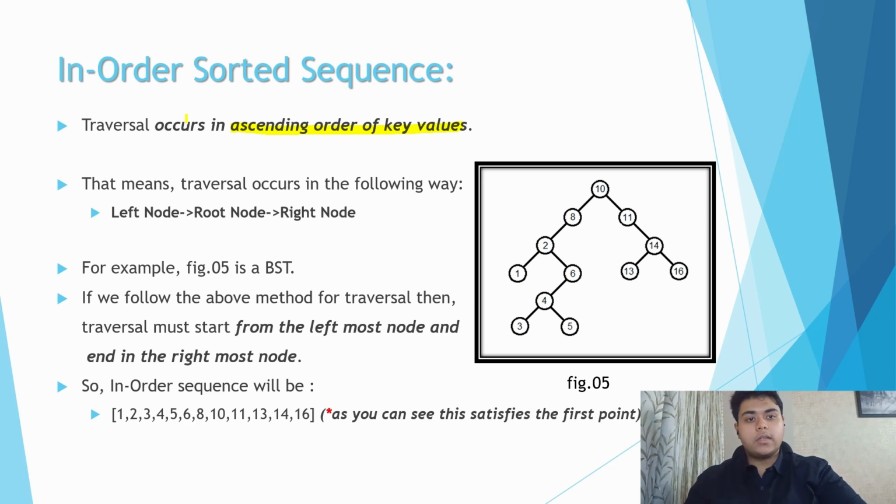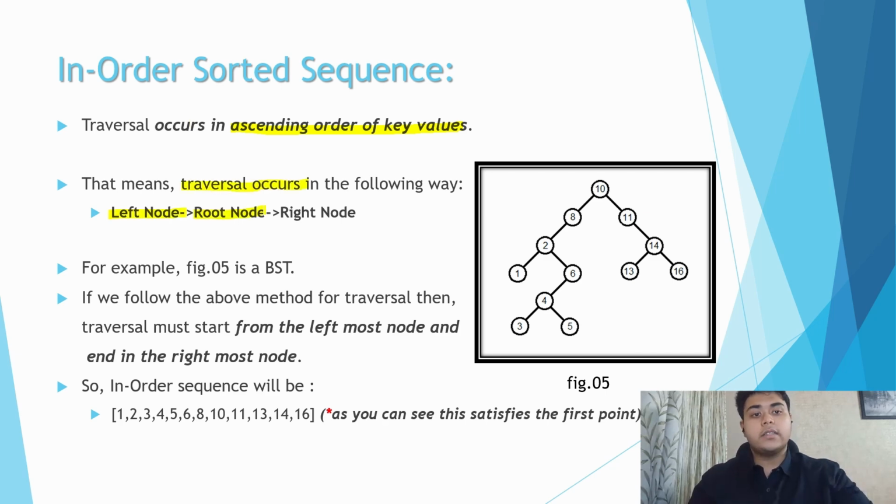In an in-order data sequence, traversal occurs in ascending order. That means it starts from the node which has the lowest value and ends at the node which has the highest value. The method in which the nodes are visited is it starts from left, then goes to the parent node, that means the root node, and goes to the right node. Here we have an example.